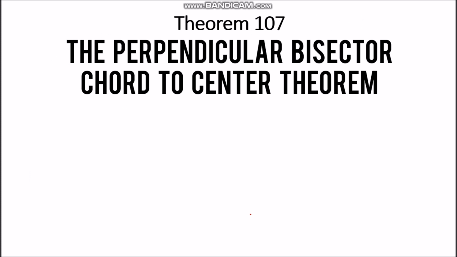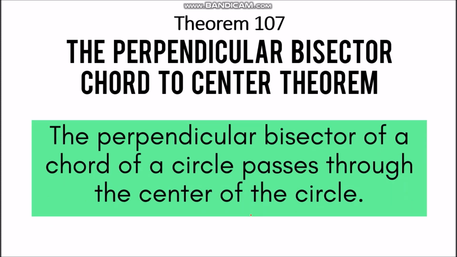Next we have Theorem 107, the perpendicular bisector chord to center theorem. This states that the perpendicular bisector of a chord of a circle passes through the center of the circle. We have the word here, perpendicular bisector. When we say perpendicular bisector, it follows two things. First, it is perpendicular to the chord, and at the same time, it bisects or divides the chord into two congruent parts. So what this theorem says is that every perpendicular bisector of the chord must pass through the center of the given circle.